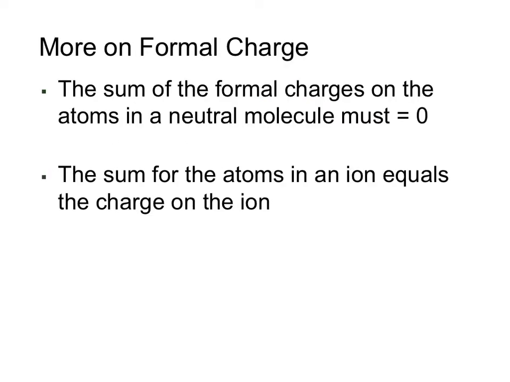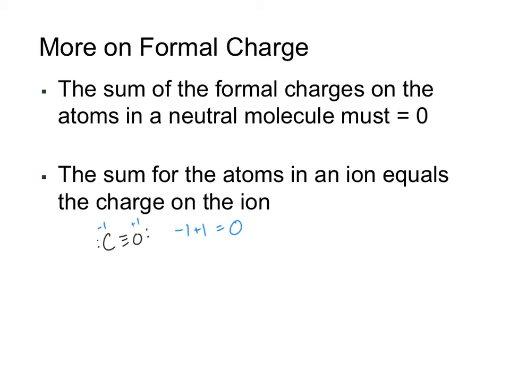A couple notes on formal charges is that the sum of all of the formal charges on the atoms in a neutral molecule must equal 0. And the sum of the atoms in an ion must equal the charge on that ion. And so in the previous example, we saw the Lewis structure for carbon monoxide, and we calculated our formal charges to be -1 on carbon, +1 on oxygen, -1 plus 1 equals 0, which makes sense because the charge on carbon monoxide is equal to 0.